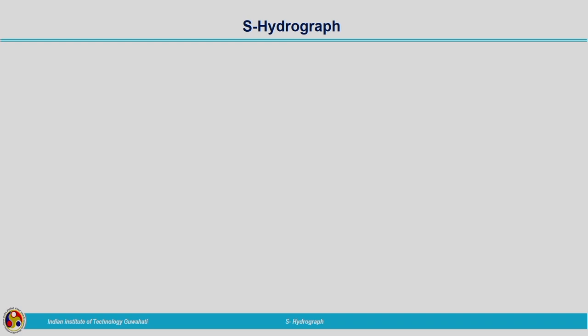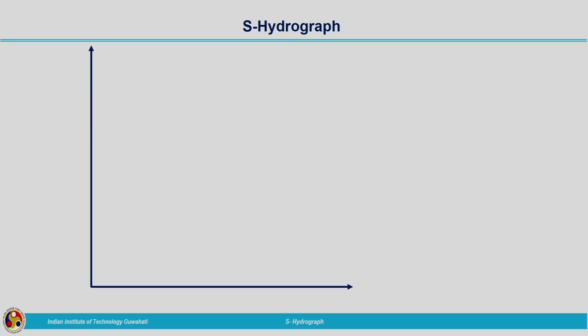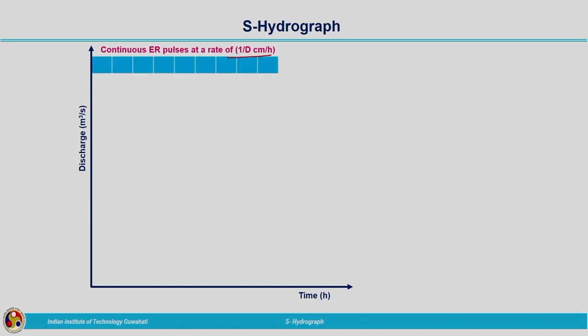Here we have seen the number of effective rainfall pulses, or unit hydrograph responses, required for deriving the S hydrograph. Now, let us look into the steps involved in deriving the S hydrograph. We already know the S hydrograph is the direct runoff hydrograph produced at the outlet of the catchment when it is subjected to a rainfall of 1 by D centimeters per hour at time t equal to 0 and continues indefinitely at that rate. So, we are considering effective rainfall pulses at a rate of 1 by D centimeters per hour, with discharge along the y axis and time along the x axis, and the complex storm is split into an infinite number of effective rainfall pulses at a rate of 1 by D centimeters per hour.